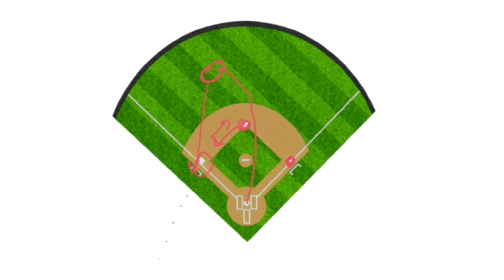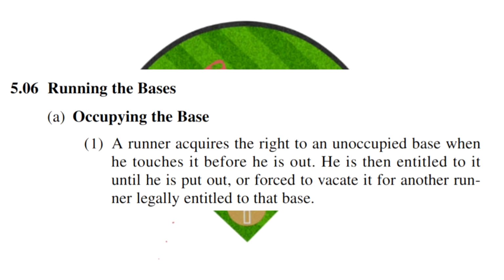Let's take a look. First off, occupying a base. A runner acquires the right to an occupied base when he touches it before he is out. He is then entitled to it until he is put out or forced to vacate it for another runner legally entitled to that base. So at that moment, there was nobody that was legally entitled to that base. He had occupied it, and that was his base. Let's take a look at the retouching the base rule.